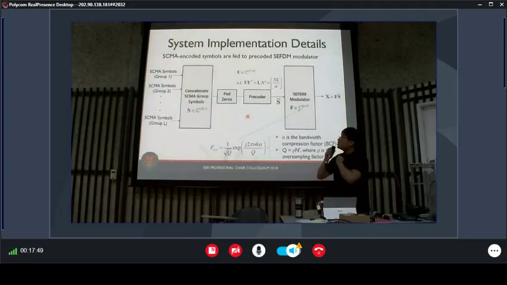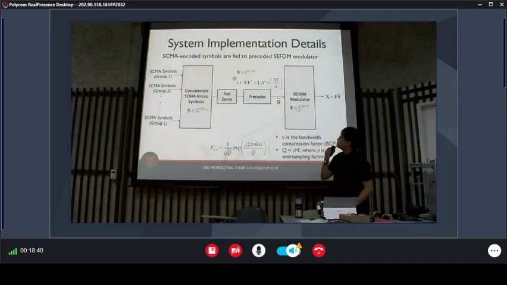And then after the SCMA encoding, we will have L SCMA groups, group 1 up to group L, and then we will concatenate the output. The output of one SCMA group will be N, the number of frequency resources. Since there are L groups, the output of this block will be an NL by 1 vector S. Then we will pad zeros such that we can transform the dimensions of this input to N prime by L, where N prime is given by this formula: floor of NL over alpha, where alpha is the bandwidth compression factor, which I'll explain later.